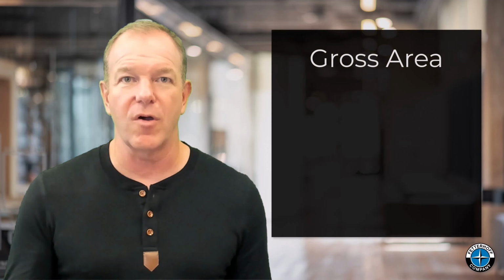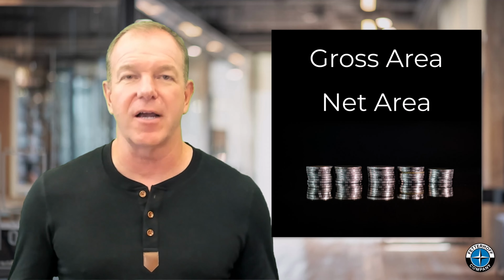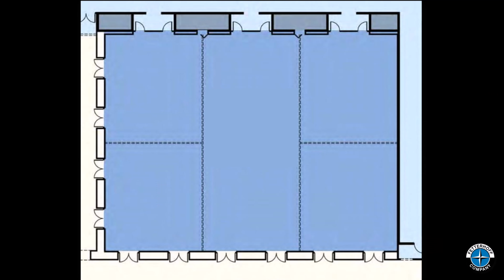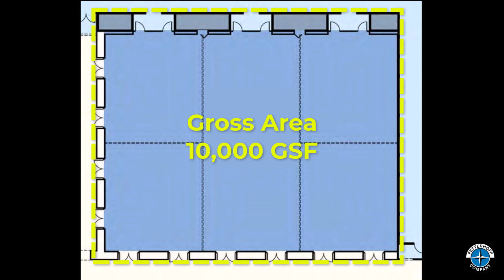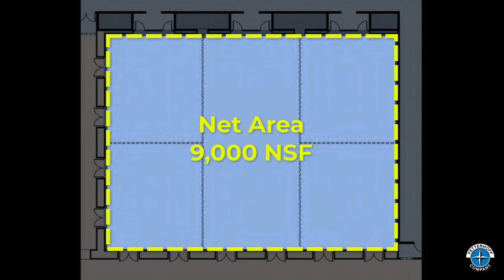There are two different area measurements used for programming, gross and net area. The easiest way to understand the difference is just like your paycheck, before and after taxes. Gross area is what you build and pay for. This area is calculated using the overall dimensions of the space. This gross area includes all of the interior walls, structure, mechanical, electrical, and plumbing chases. Net area is the usable area. This is calculated using the interior dimensions from inside of wall to inside of wall.